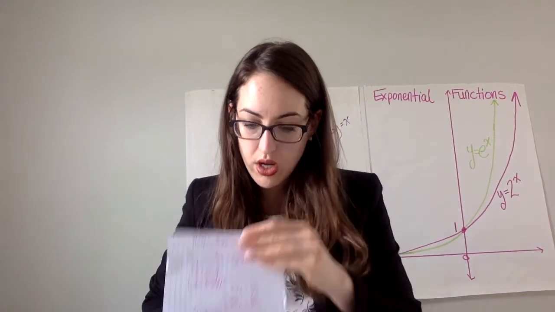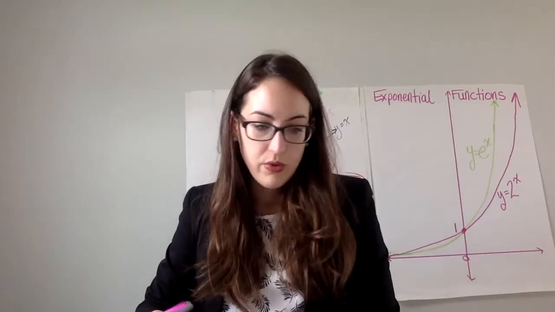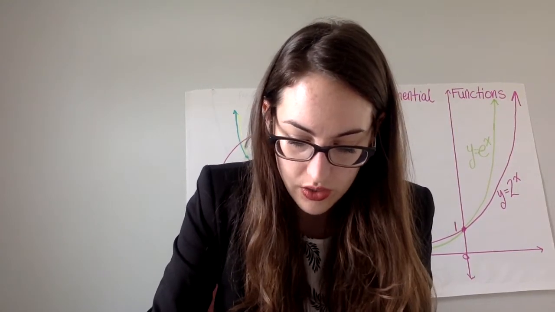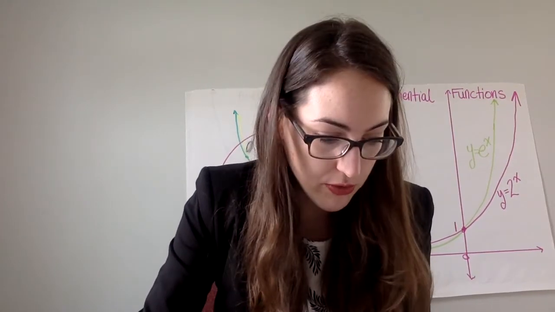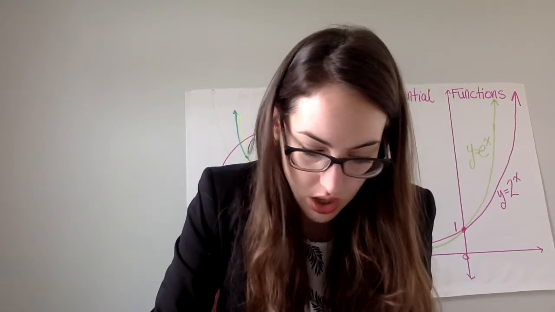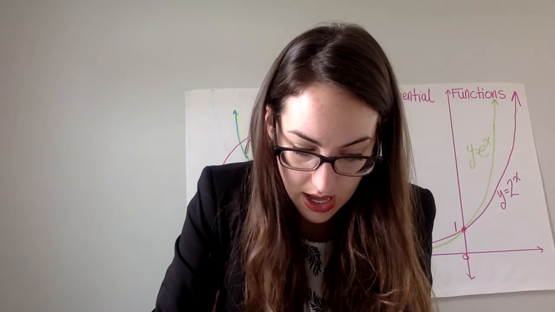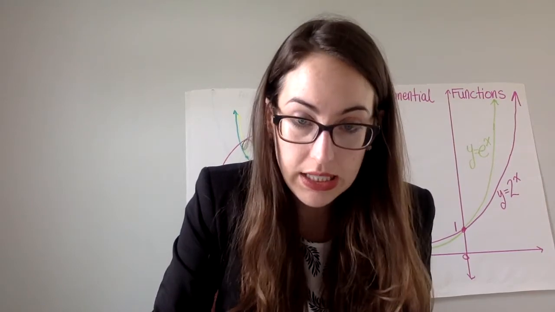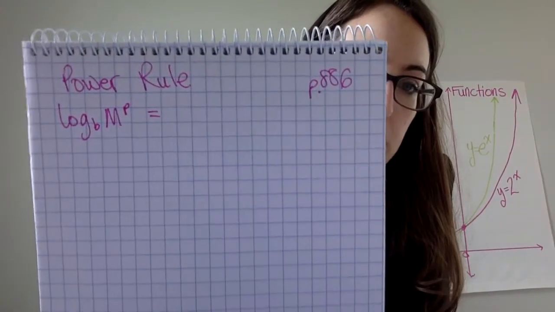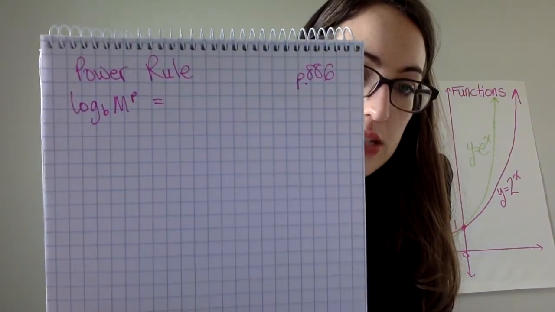Got just one more here. We've got the power rule. So let's do green box, top of page 886. The power rule, we have log base b of m raised to the p.